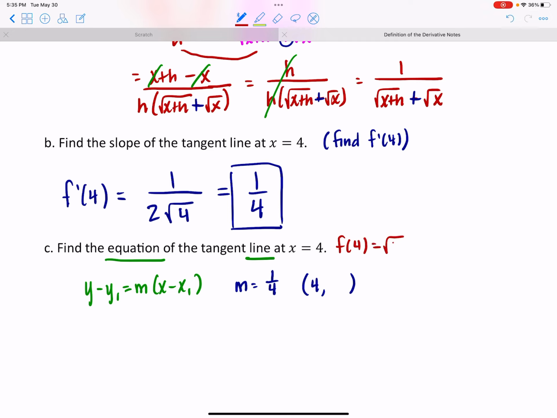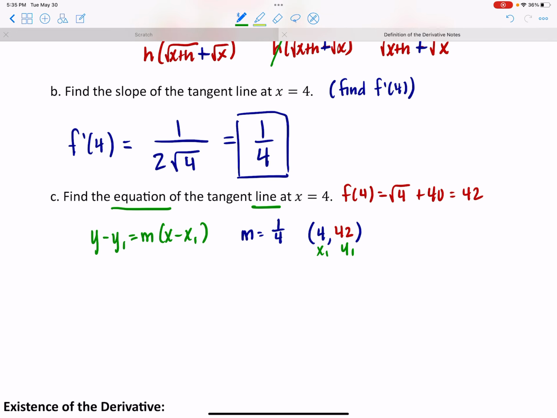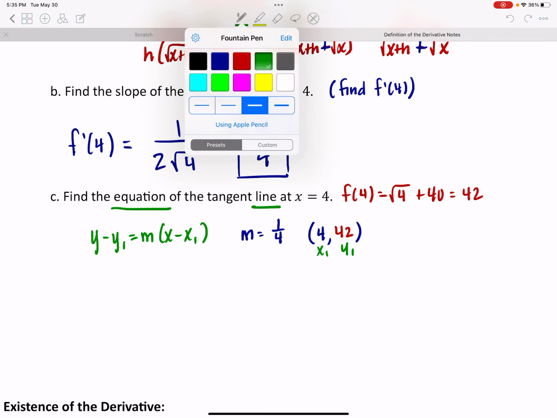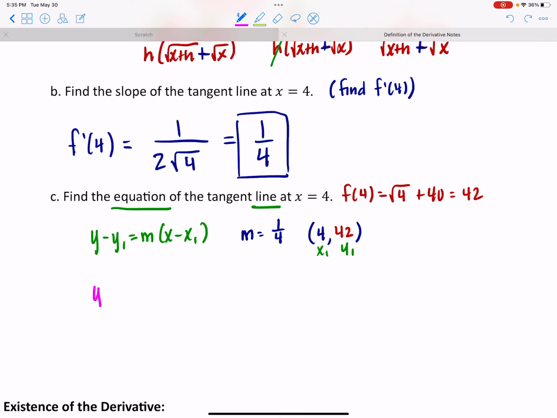So that's the square root of 4 plus 40. Square root of 4 is 2. 2 plus 40 is 42. That's the other part of the coordinate. So again, this is going to be my m, my x1, and my y1. Plug all that into my point slope form, and I'll get the equation of my line. So we're looking at y minus y1, which is 42, equal to m, which is 1/4, times x minus x1, which is 4.